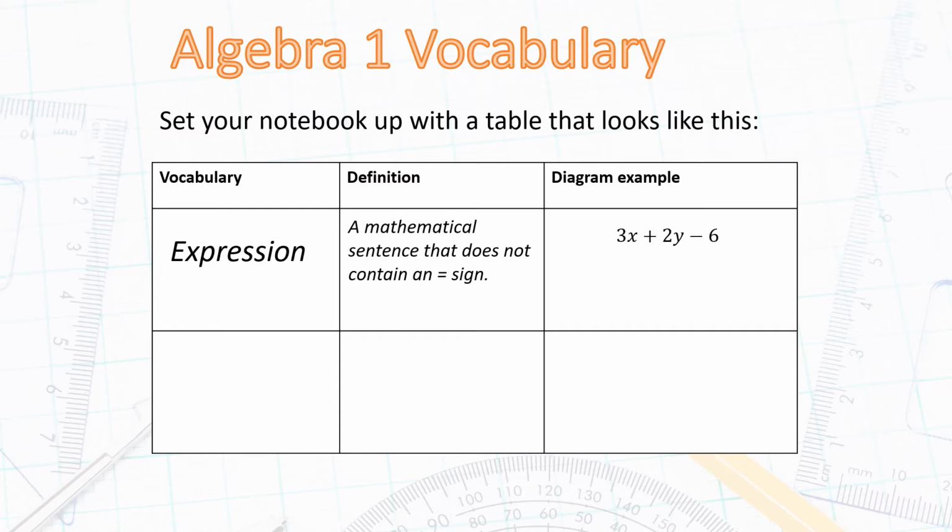So the first one that we're going to look at is an example of the word expression. So very different to what we think of when we think of expression in the English language and the appearance of your face. An expression in math is a math sentence that does not have an equal sign. So you see on the right-hand side there the example, 3x + 2y - 6. So there's no equal sign, there's nothing to solve, this is an expression.